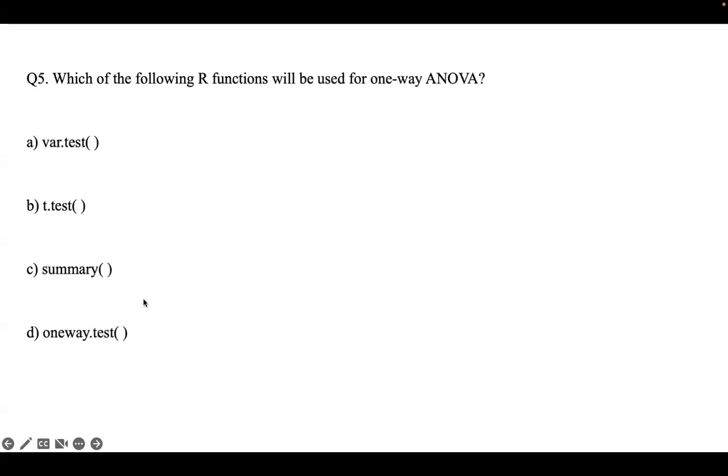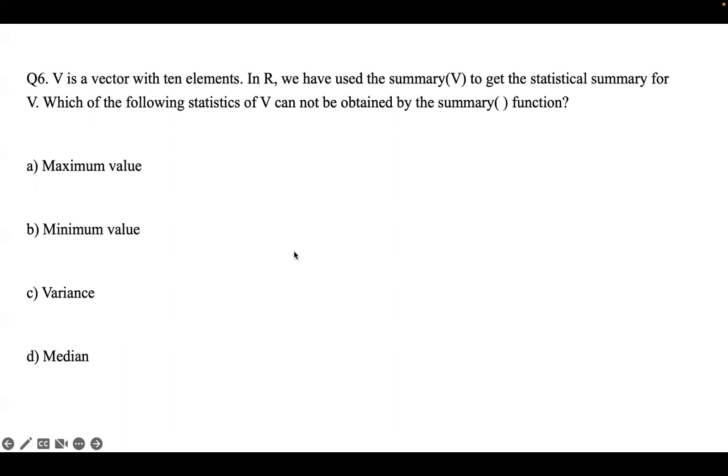Which of the following R functions will be used for a one-way ANOVA? We used it a while back. One-way test. Good. Very good. And V is a vector with 10 elements. If we do summary, we'll get the statistical summary. There's one piece of information you will not get. Remember, we get min, max, first quartile, third quartile, mean, median. So what do we not get? Variance. This is just memory based, so we don't get the variance here. We have a VAR function that can give you the variance.